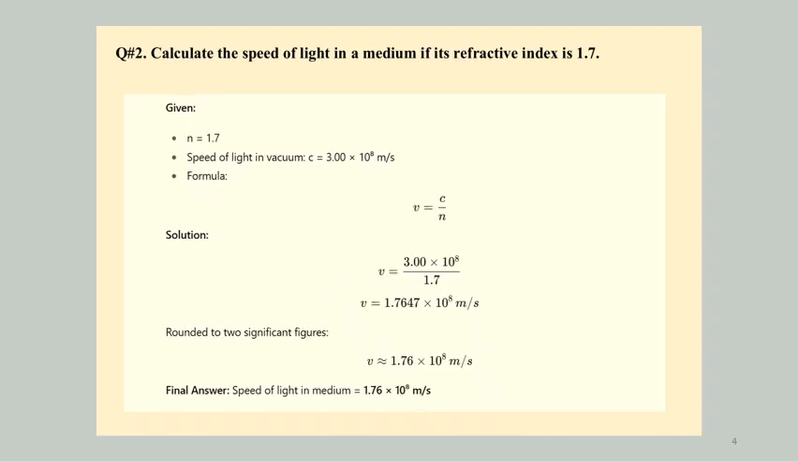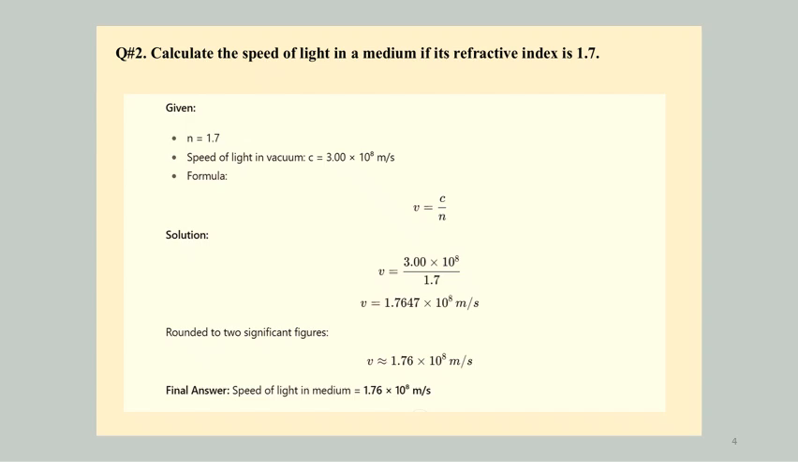Question number 2. Calculate the speed of light in a medium if its refractive index is 1.7. Here we are asked to find how fast light travels inside a medium. Remember, light is fastest in vacuum, where its speed is 3 into 10 power 8 meter per second. In any medium, the speed decreases.